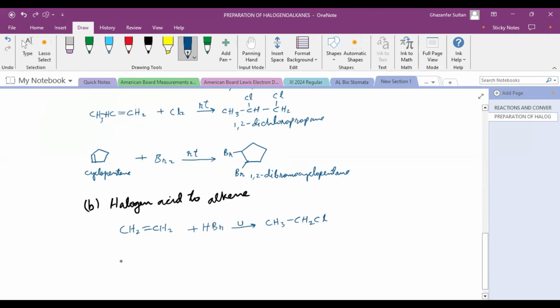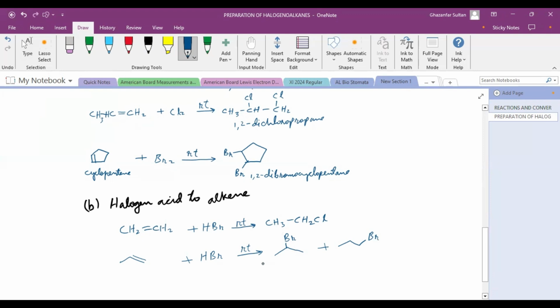And if you perform the same reaction with propene, then you will obtain 2 products. It should be UV, not UV. This is at room temperature. And the product here would be 2-bromopropane as a major product, while 1-bromopropane is a minor product.